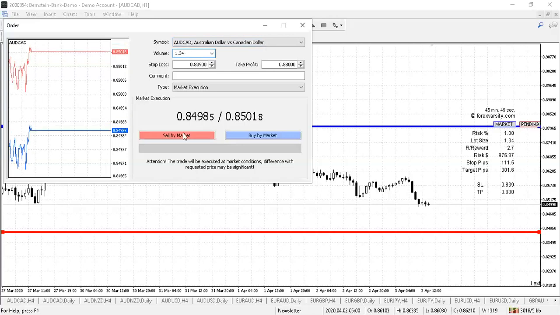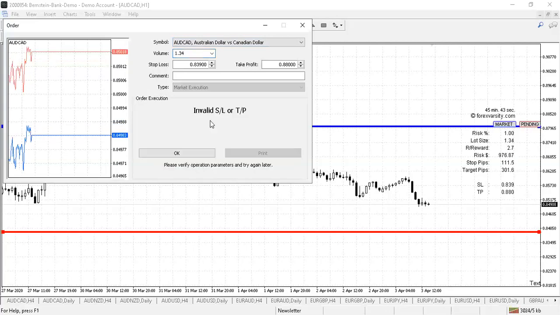Then all I need to do is select the right button. Now if I select the wrong button, it's not going to like that, so it gives me an error.